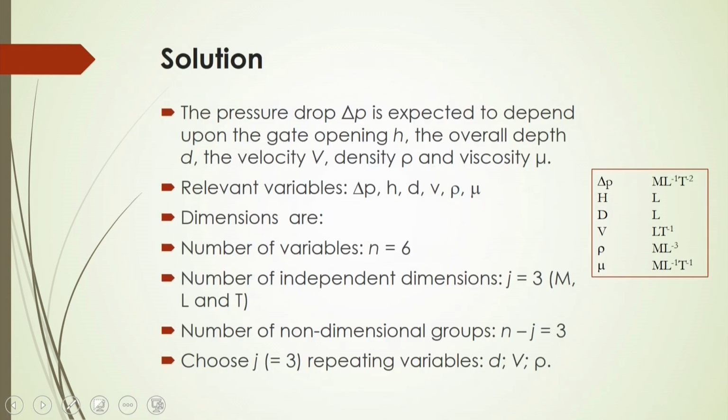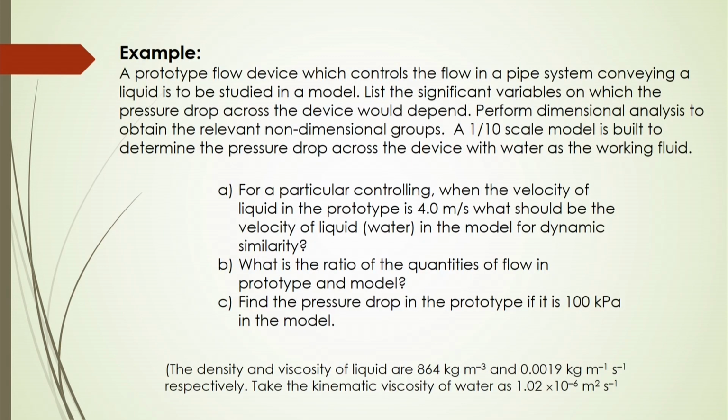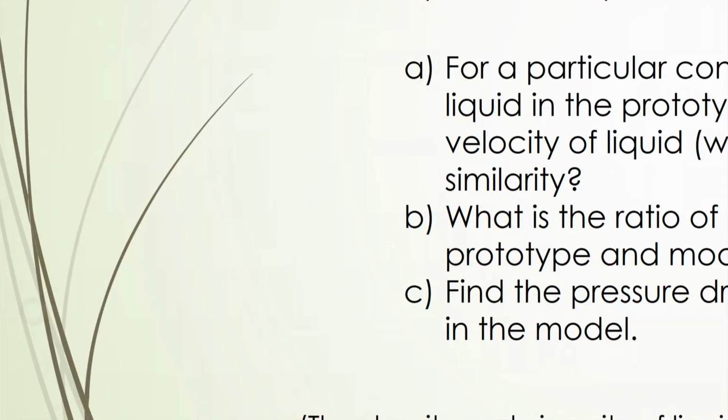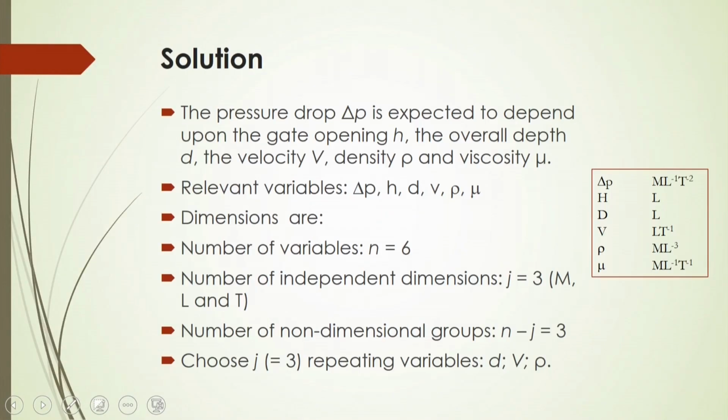Now, let us have the solution for this. The pressure drop delta P is expected to depend upon the gate opening H, the overall depth D, the velocity V, density rho and the viscosity mu, as per this model, as an example. So, in that case the relevant variables are delta P, H, D, V, rho and mu, and their dimensions are given here in the box.